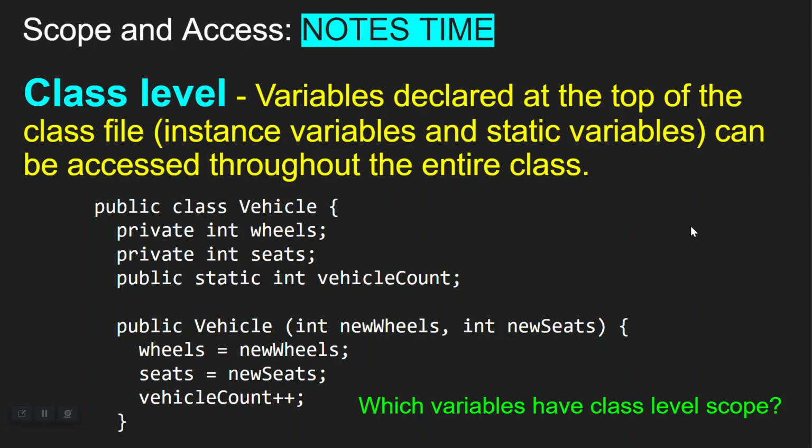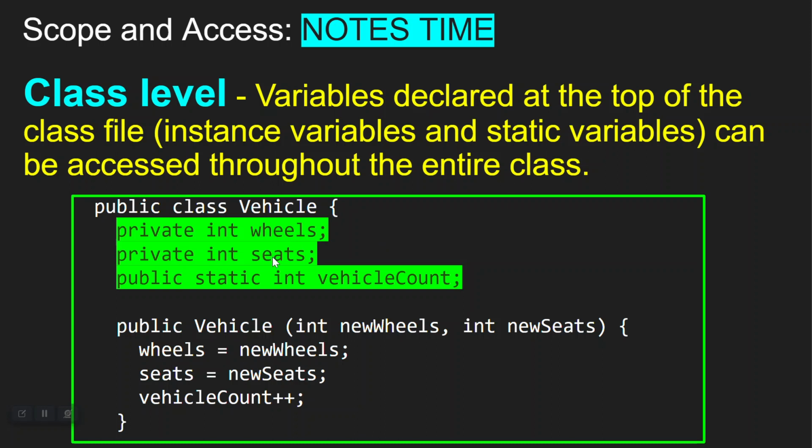If you were looking at this and asking which of the variables featured on this slide have class level scope, you would really just be focusing on your instance variables. Because wheels, seats, and vehicle count are being used down here in the constructor, and of course they would be used in your get methods, your set methods, and maybe even other methods. So throughout your entire class file, you can refer to wheels, seats, and vehicle count, and you are good to go.